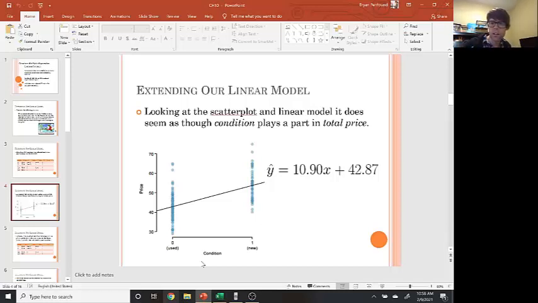The $42.87 reflects our intercept. So this is if we have a used cartridge. So I expect to sell the cartridge for about $42.87 if it's used, and $42.87 plus another $10.90 if the cartridge is new. So that gets us around $53 and some odd cents if the cartridge is new.